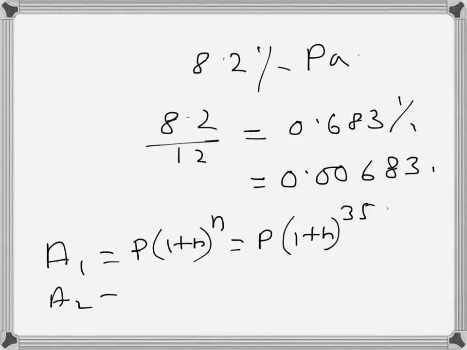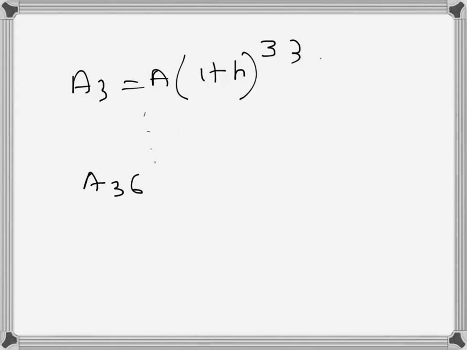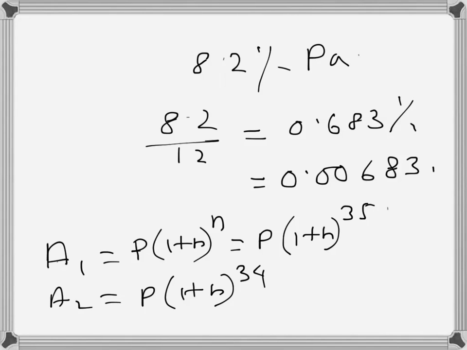The second one, A2, will be P(1+R) to the power 34. The third one is P(1+R) to the power 33, and so on. The final one, which is the 36th one, will be just P, no interest there. Sorry, these are all P. So P is $20 and R is 0.00683. I have not written it there.